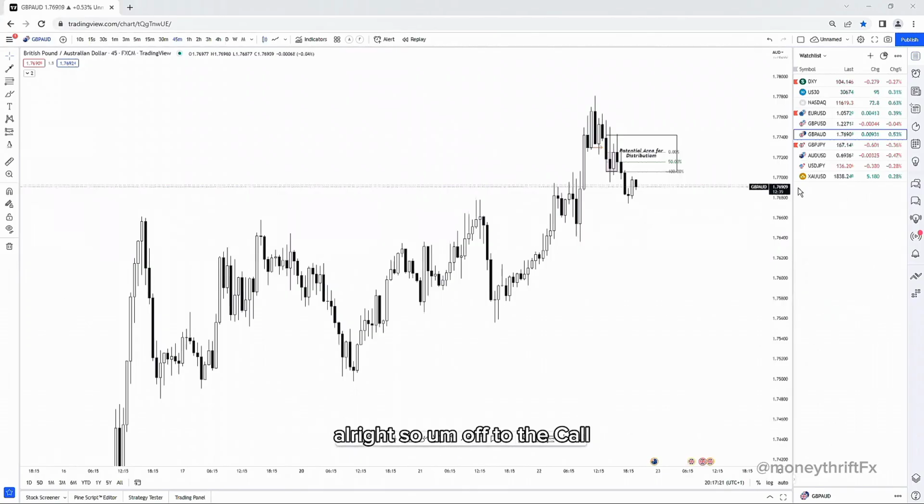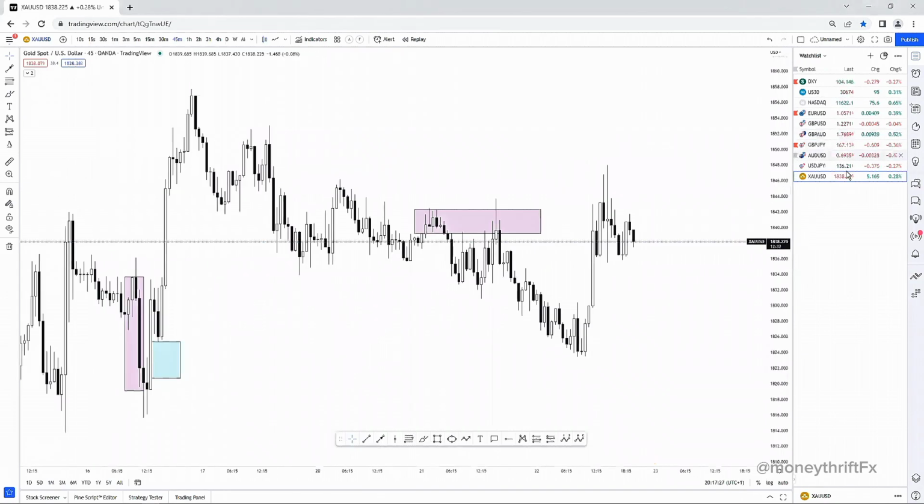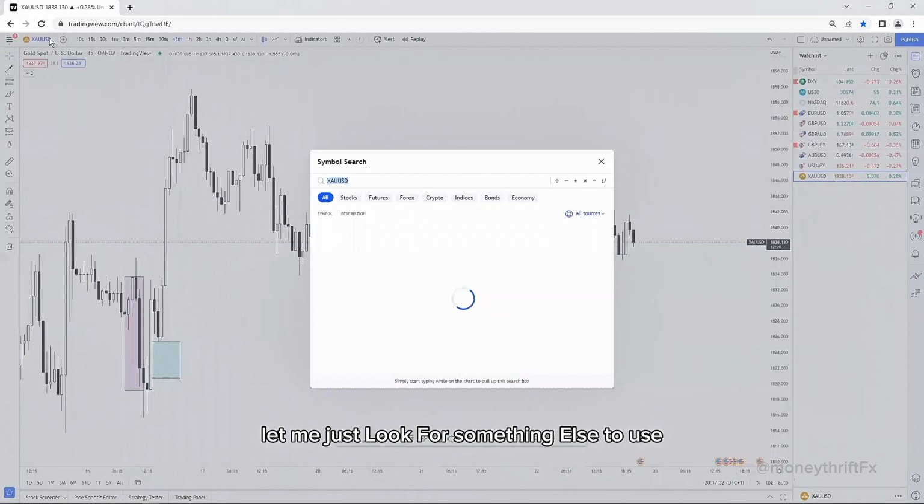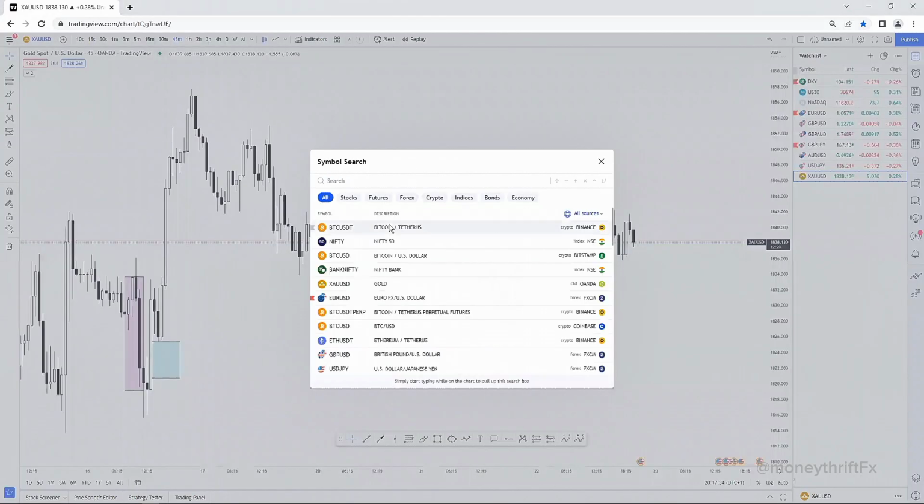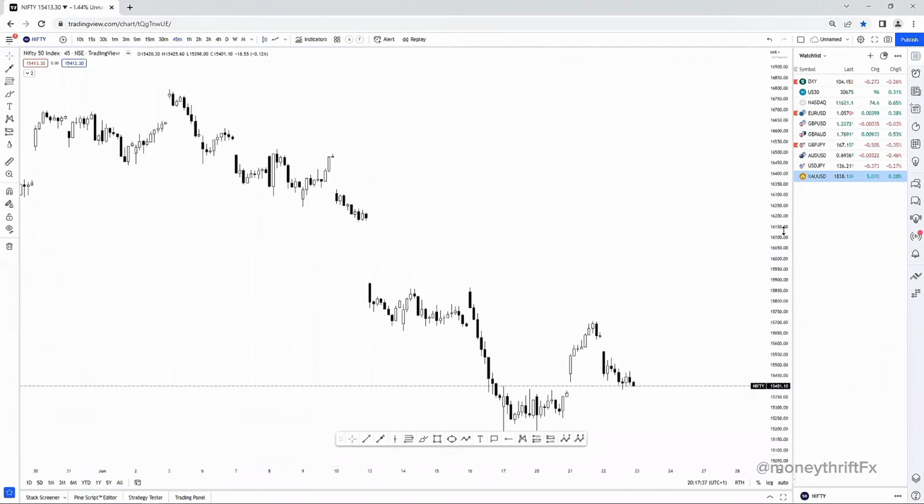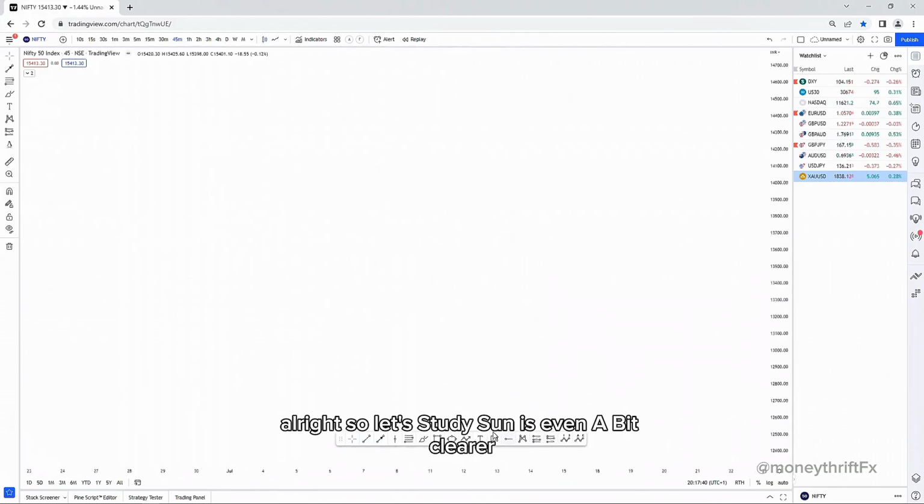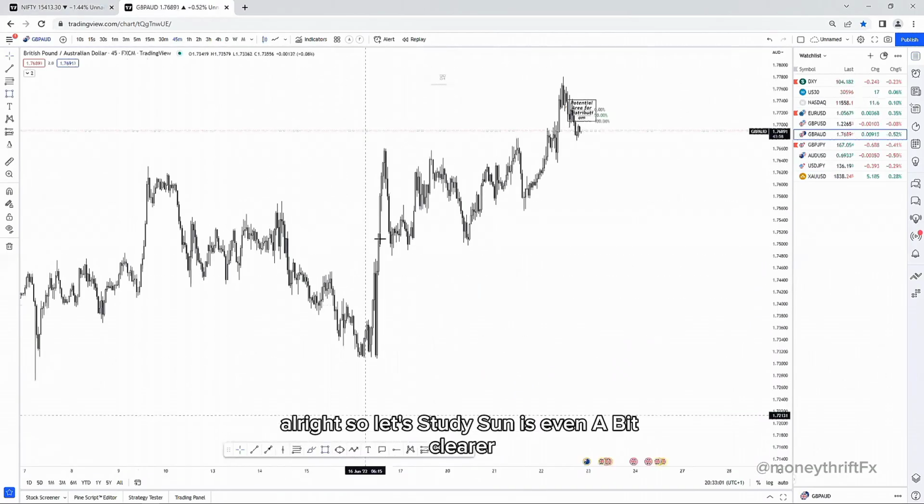All right, so off to the call, which chart will I use now to draw? Go, if you have any markup on go. Okay, let me just look for something else to use. 50-50. All right, so let's study. This one is even a bit clearer.